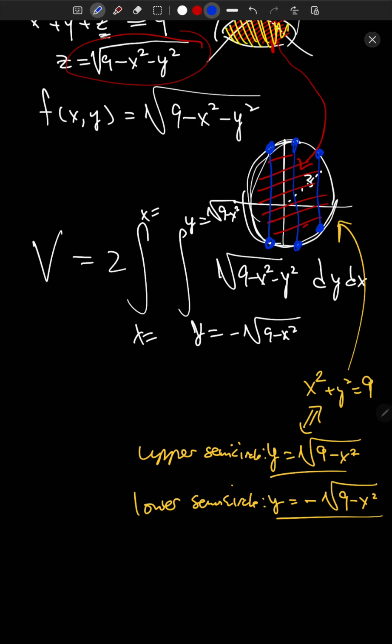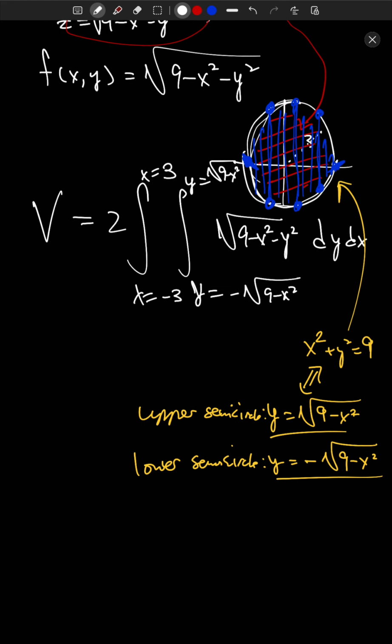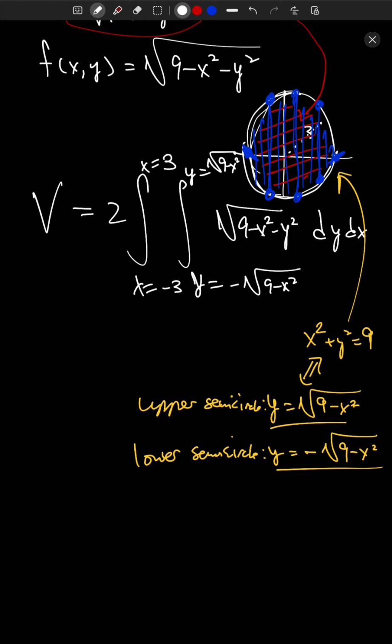Well, we need to fill this region up with vertical lines. We want to start on the left and fill it up all the way until we get to this point on the right. This is a circle of radius 3, so the point on the left is x equals minus 3 and the point on the right is x equals positive 3. So this is one way to set this integral up. This particular one is not going to be easy to integrate, but the next section will allow us to integrate these things very easily.